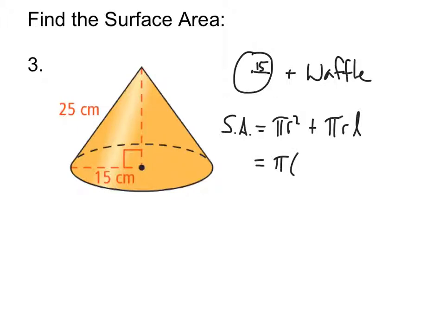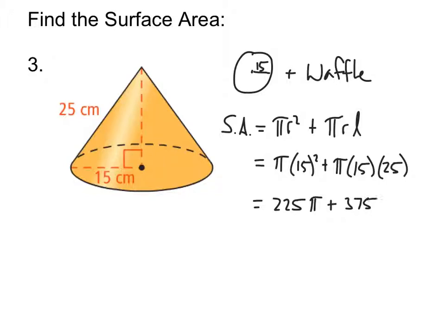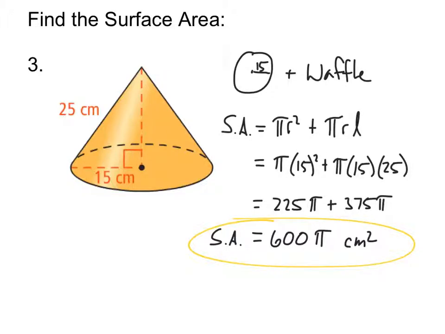So we have pi times our radius 15 squared, plus pi times our radius 15 times the slant height, which is 25. Okay, so let's see here. 15 squared is 225 times pi, plus what's 15 times 25? 375 times pi. So that means our surface area is going to be 600 pi square centimeters. Questions?